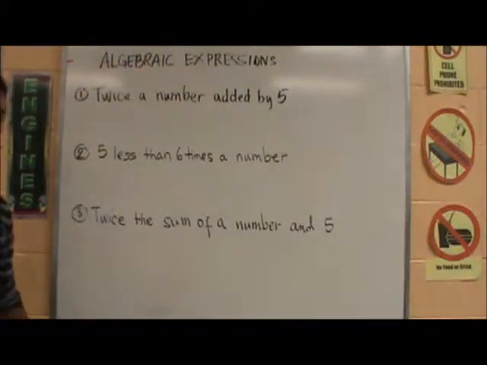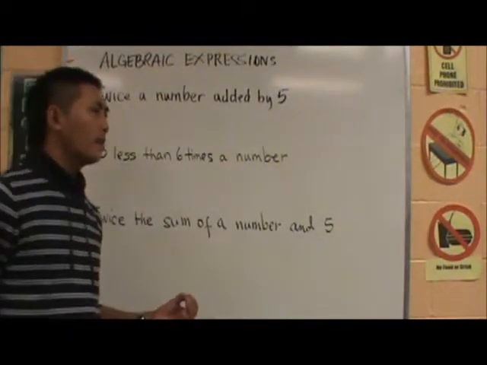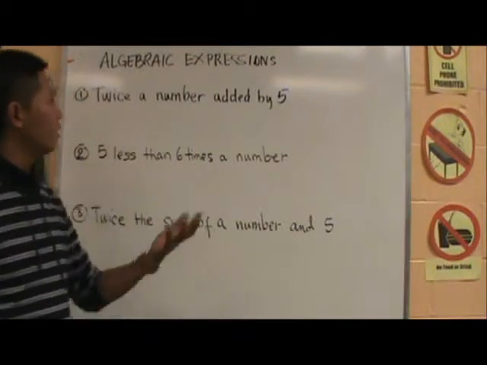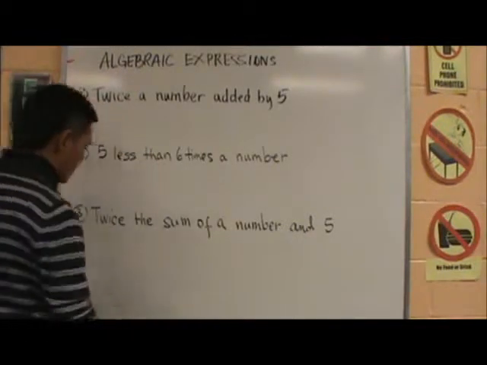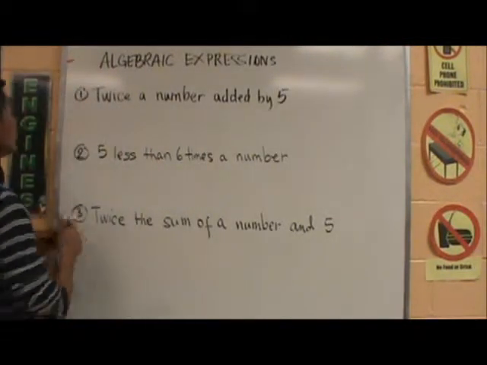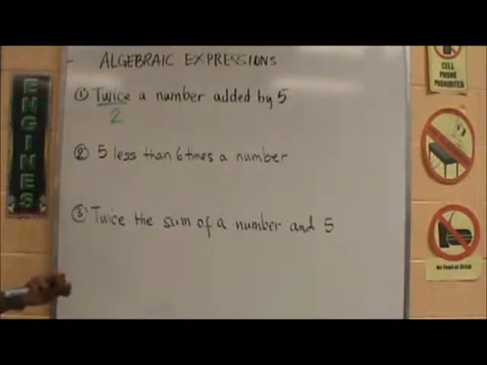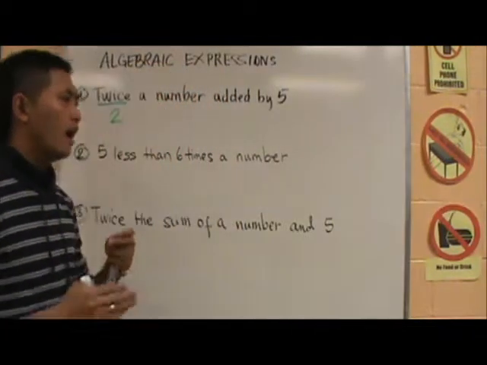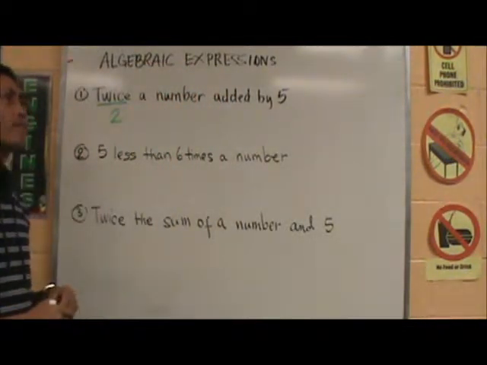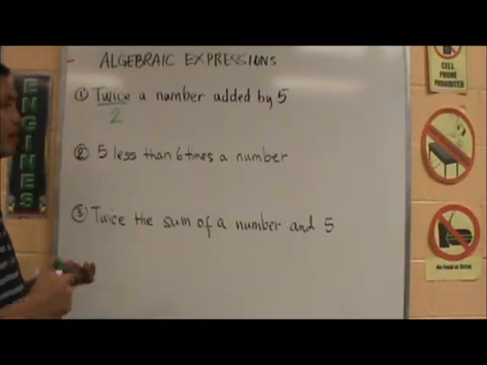So here, twice for me means I have to double it. For the phrase twice a number, that means I have to multiply it by 2. So twice means multiply by 2 or double, so I'll go ahead and write the number 2 for the twice. Twice of what? A number. But because I don't know what that number is, I'll just think of a variable n, or probably a variable x, that will represent that certain number.